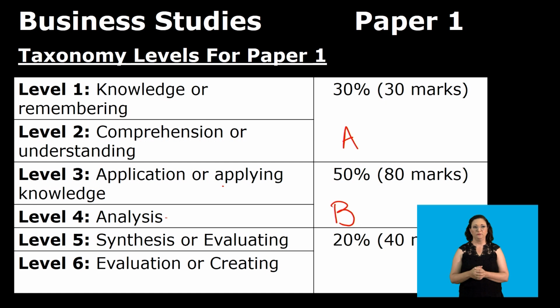Right, and then lastly, you've got level 5 and level 6. Level 5 being the synthesis or evaluating. Level 6 is evaluation or creating. This is your section C, your essay question, which carries 20% of the paper, and it's 40 marks. So these are your taxonomy levels for paper 1.